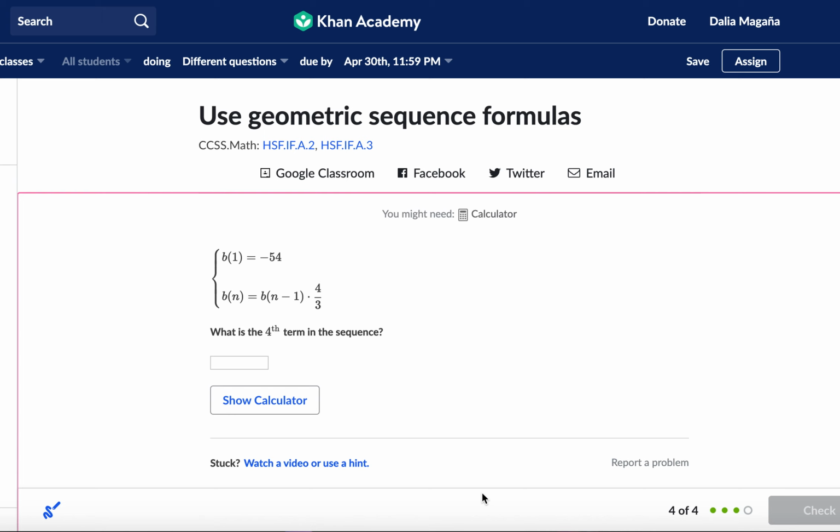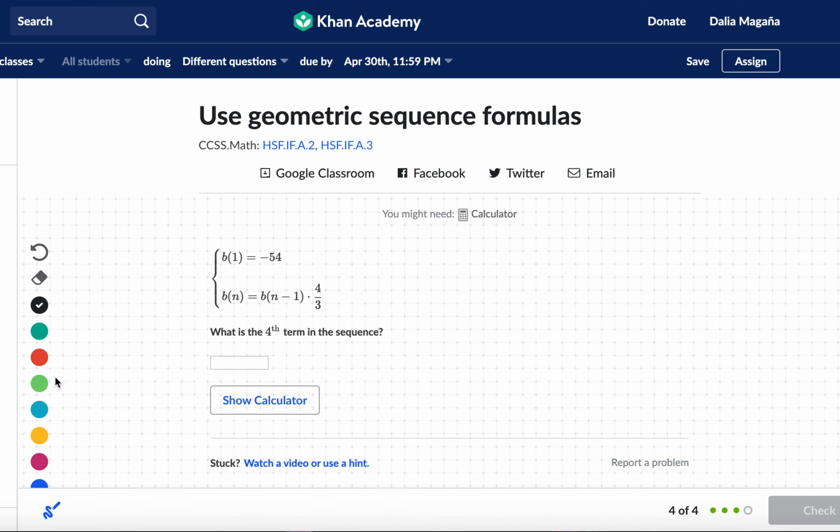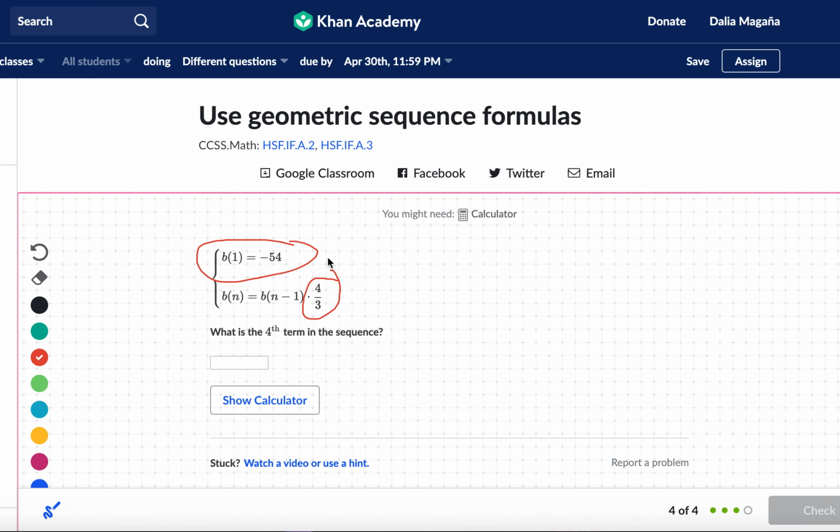Okay, so I did have a lot of questions on problems like this, where you have all this information and it's so confusing for everybody, and I get it. But what this is saying is the first term is negative 54, and to find the next term, we multiply 4/3 to the previous term. Now, I know how confusing everything is, so all you need really is to get this part and to look at this last part. So I know that my first term is negative 54, so I can write that as my first term in the sequence.